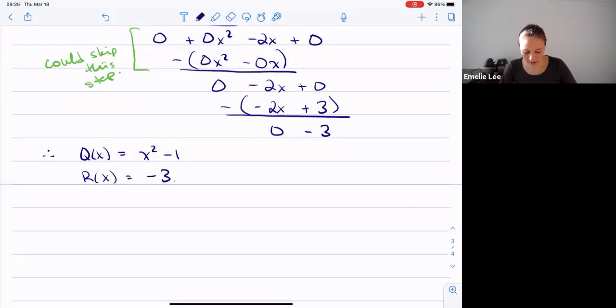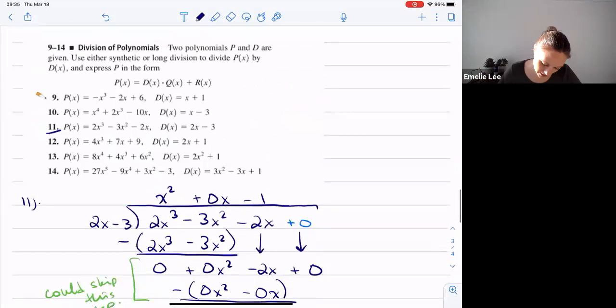I'm not going to construct the answer because we have all the components, right? We have p of x, we have d of x, we have q of x, we have r of x. You can put those in whatever way you want. So we're not going to do that. I want to do another example, kind of a big mumbo jumbo here. So I think 14, right?